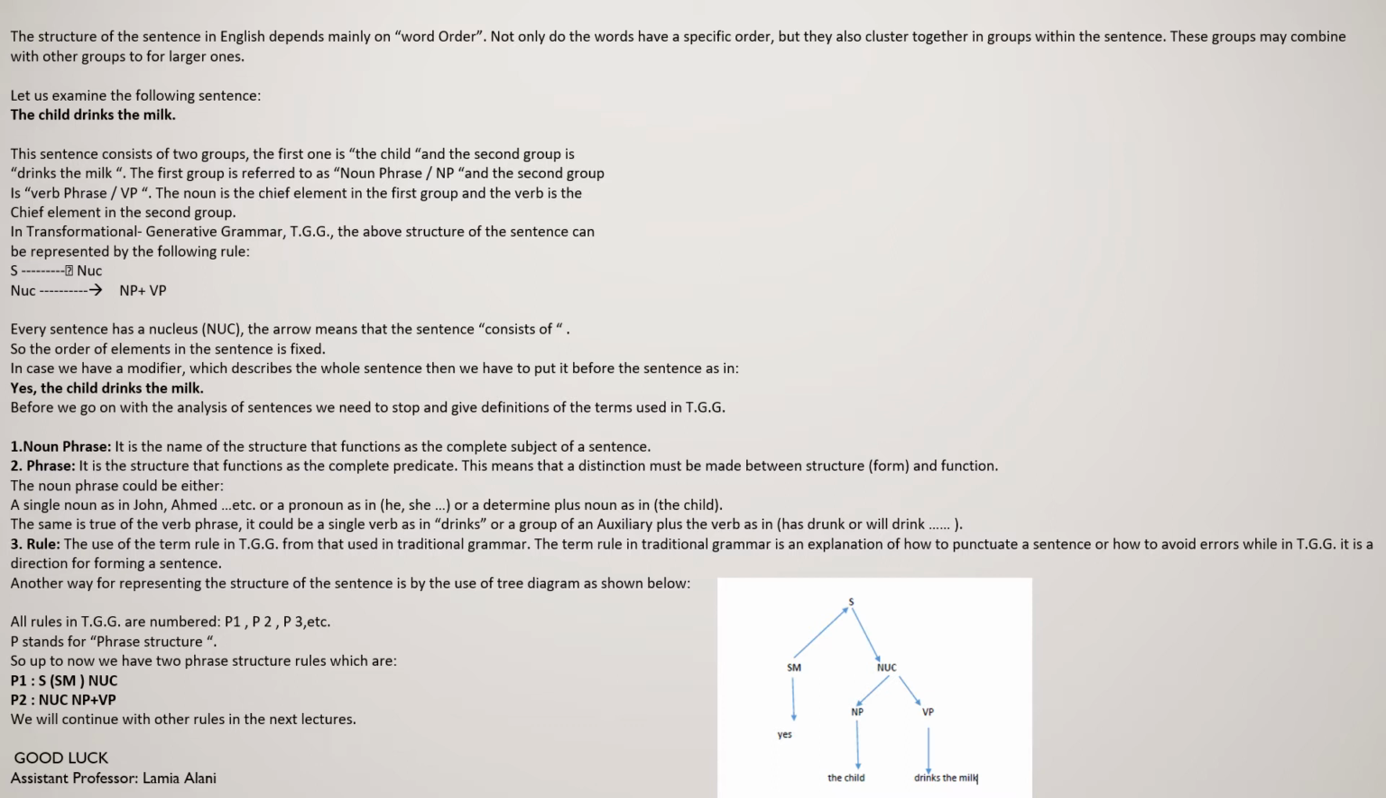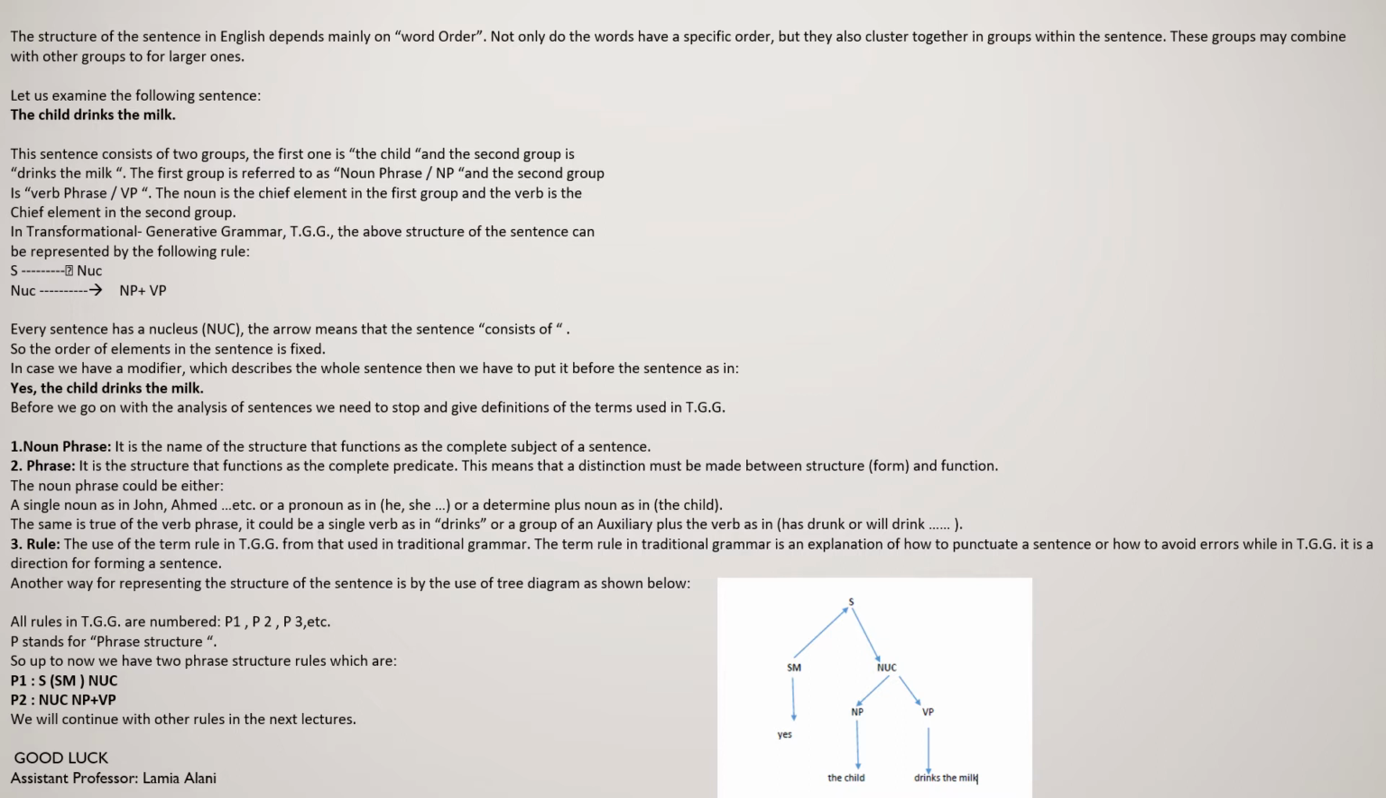The above structure of the sentence can be represented by the following rule. According to TGG, they have rules which they call phrase structure rules, just to clarify the structure of the sentence. The above sentence consists of two groups, as we mentioned, NP and VP, noun phrase and verb phrase. But they add to it that the sentence consists of a nucleus. The nucleus of the sentence consists of noun phrase and verb phrase. So we have an additional rule here. The sentence can be rewritten as a nucleus, and then a nucleus consists of noun phrase plus verb phrase.